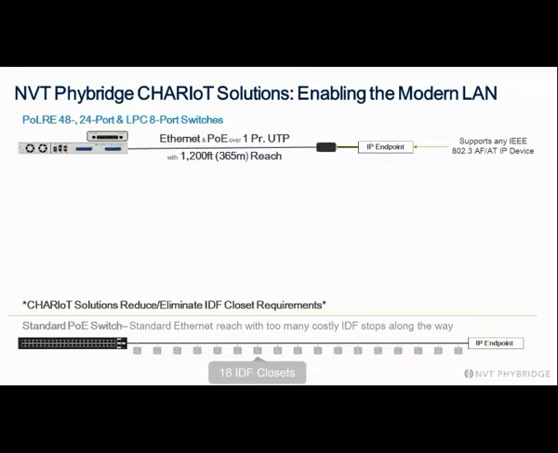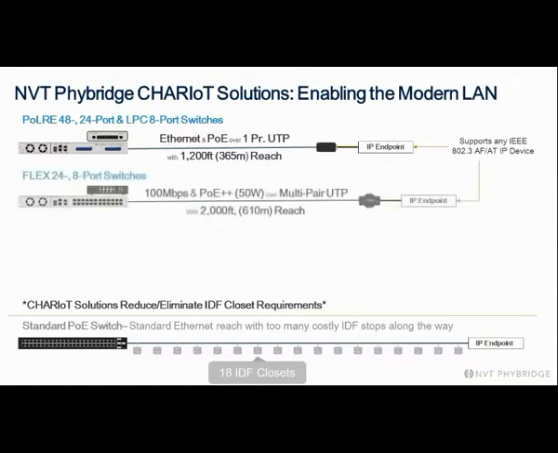But with our Chariot solutions, in this case, we're looking at the Polar solution. We deliver Ethernet and PoE over one pair of UTP with 1200-foot reach. This was designed for IP voice, meaning you can leverage that proven single pair point-to-point voice infrastructure to deploy your IP phone. The next is our Flex switch. Again, this is designed for those higher power IoT endpoints, where we can deliver 100 meg symmetrical and PoE over multi-pair UTP, whether it's 2-pair or 4-pair, to 2,000-foot reach or 610 meters.